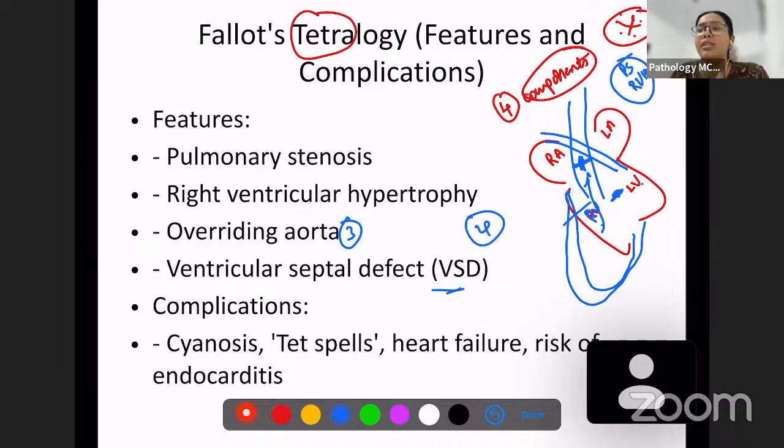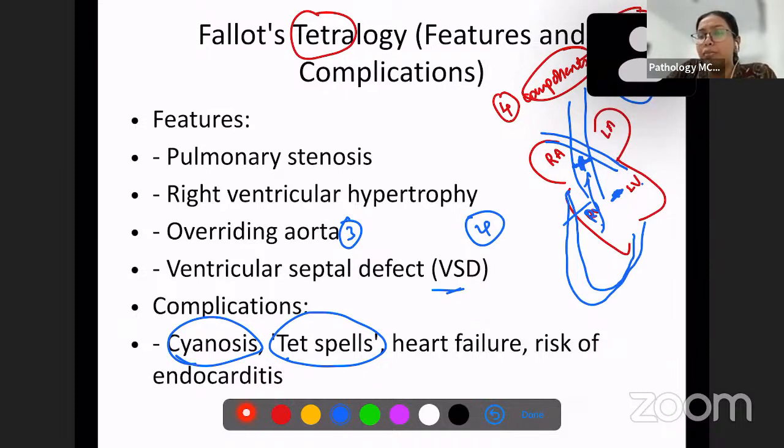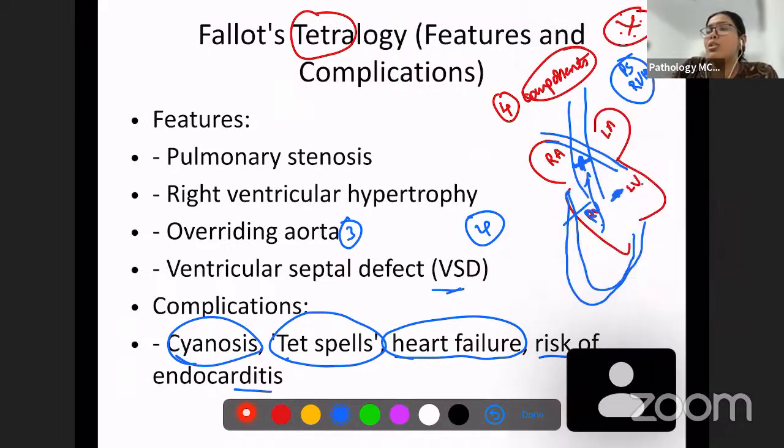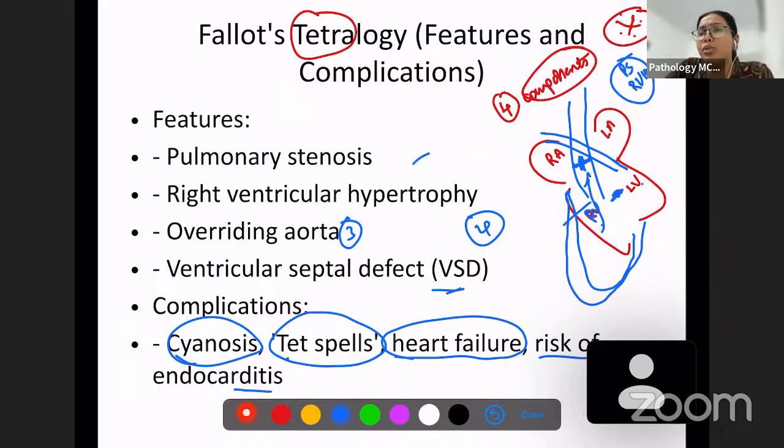We know that this is a cyanotic heart disease, so you will have cyanosis. Then you are going to have death spells. The child will have death spells, and when the child squats, the pressure gets relieved and cyanosis can be relieved for a very momentary period of time. And then you have heart failure, and there is a risk of endocarditis also. So you're going to have these symptoms.